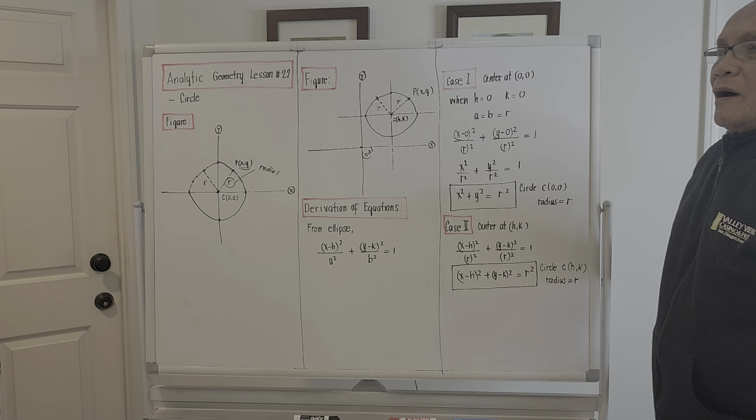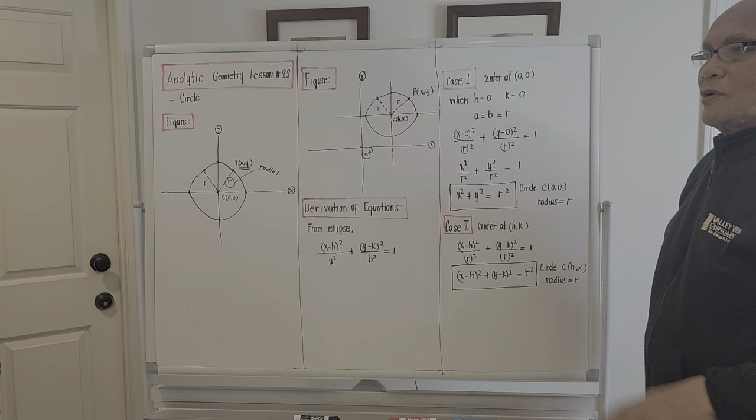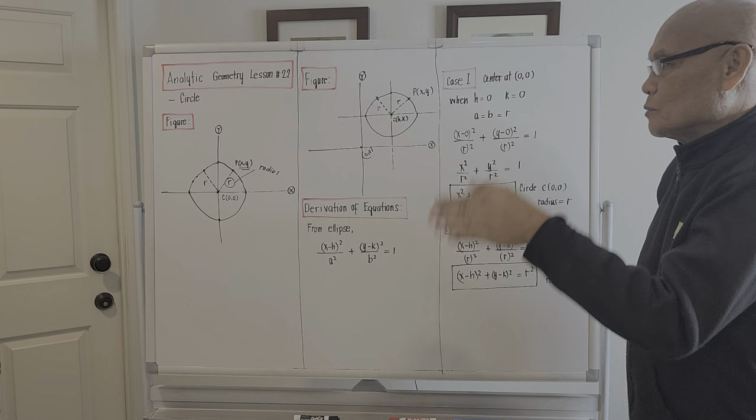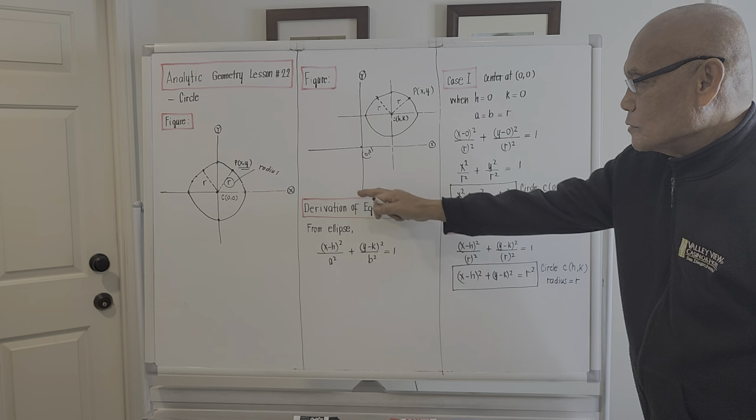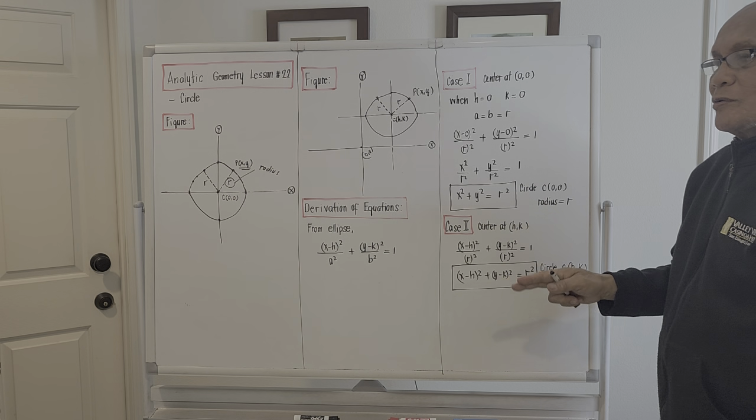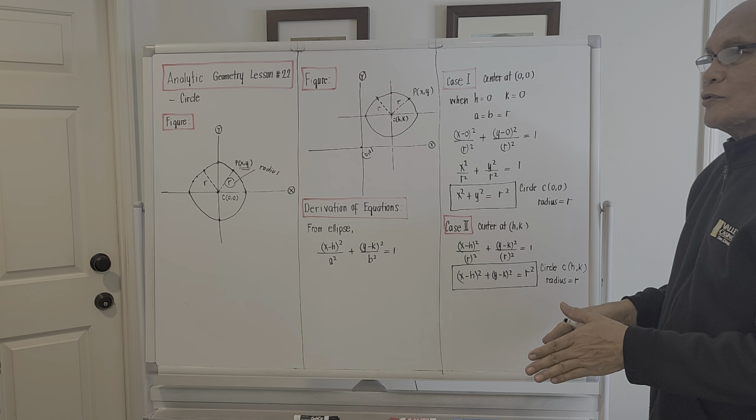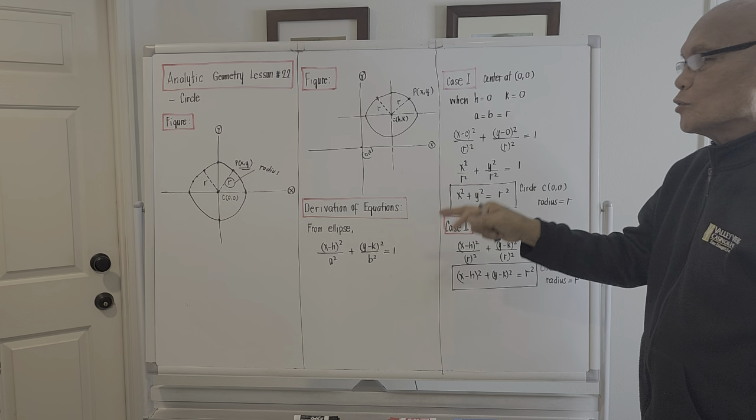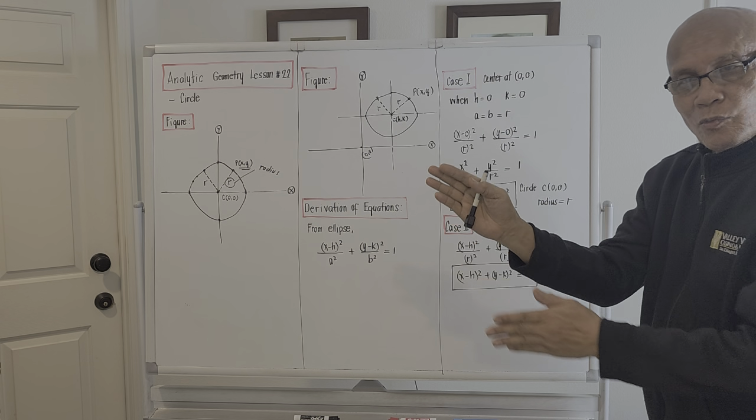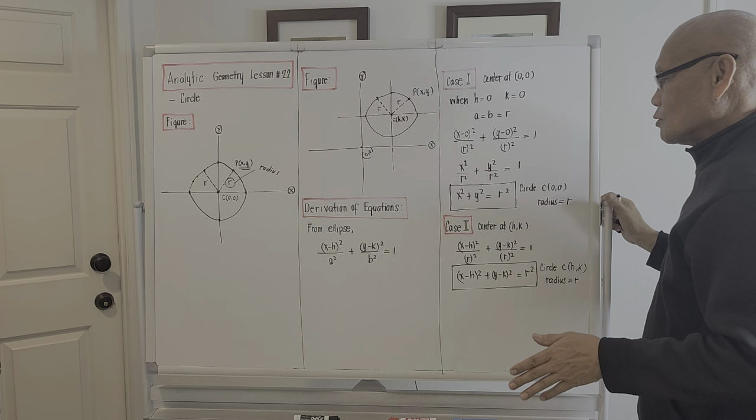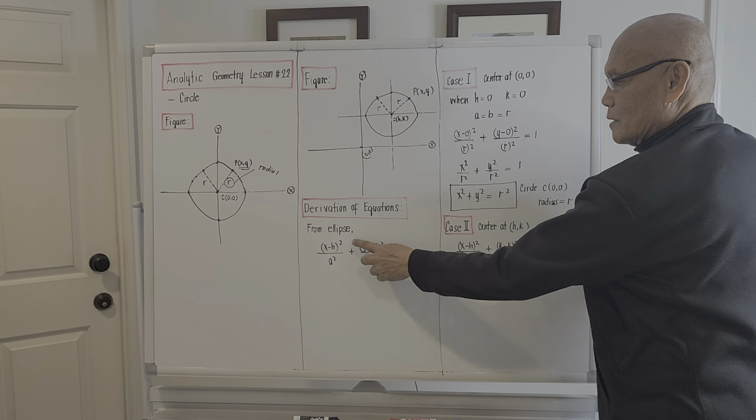Let's try to bring out the two equations under the study of the circle, the derivation of equations. To derive the equations for case number 1 and number 2, we will start with the equation of an ellipse. We passed by ellipse already, and one of the equations of an ellipse is this equation here.